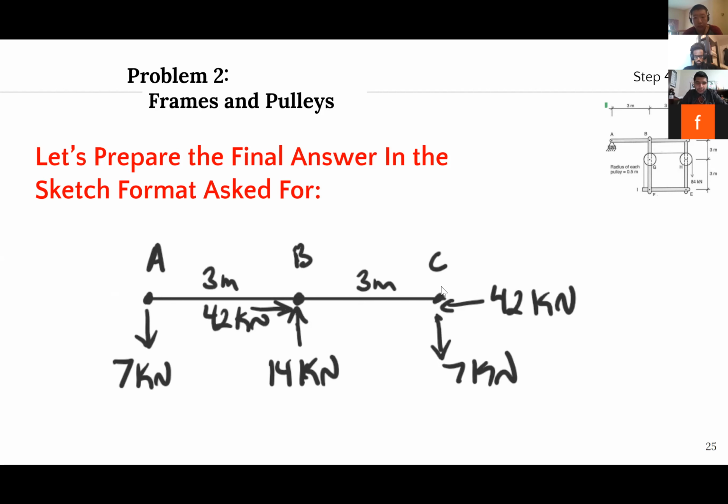If you assumed something was pointing one way and it was negative, just flip the arrow for your final answer. If we all remember for A, I assumed initially it was pointed upwards, but when pointed upwards, it was -7. So for our final answer, let's point it downwards, and then just write simply 7 kilonewtons, foregoing all negatives in our final answer. And with that, hopefully, you guys can all get a 12 out of 12 on your frames and pulleys questions. Thank you.